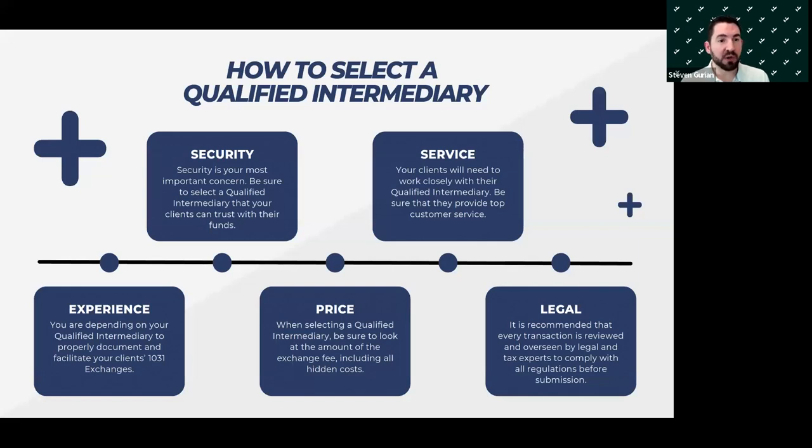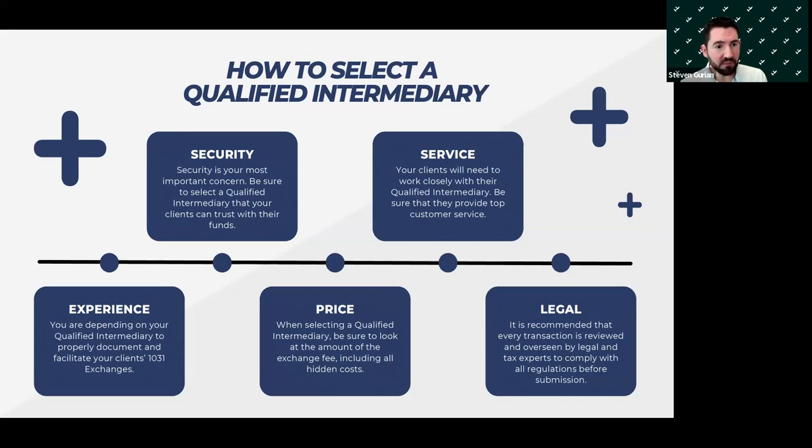Service is another one. You want to be able to call your QI and speak to the QI. You don't want to speak to a legal assistant or some sort of secretary. You want to make sure that, if you have a complicated exchange, that you're able to speak to the QI directly, whether it's an attorney or an accountant or somebody experienced in the field. And again, experience, that's another thing. You want to make sure your QI has been doing this for a really long time. Sometimes you have very simple forward exchanges or simultaneous exchanges, but you may do something like a reverse exchange where you could actually purchase your property before you sell. And that requires a great deal of experience to make sure that the closing occurs on time and everything is done right.